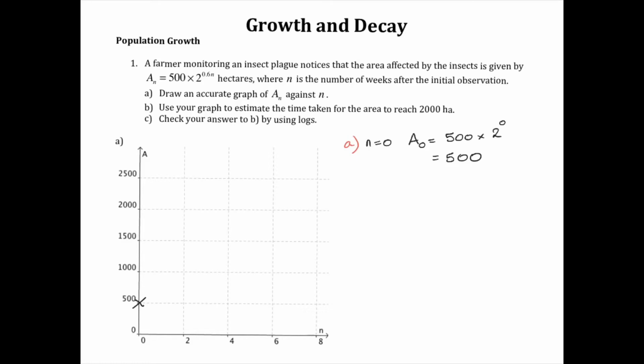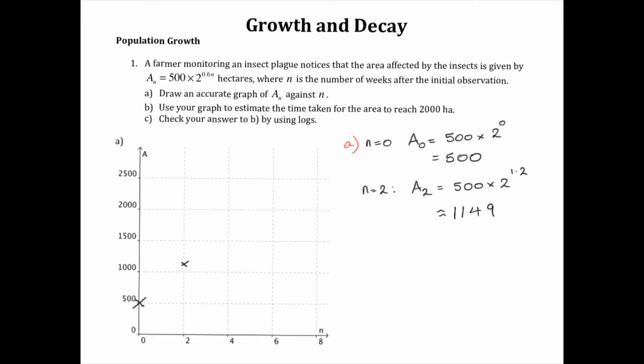When n is 1, or let's go up by 2 since the n-axis is going up by 2s. So when n is 2, A(2) equals 500 times 2 to the 0.6 times 2, which is 1.2, which equals 1,148.69, and so on. So we'll round that to 1,149. So that would be around, let's say here.